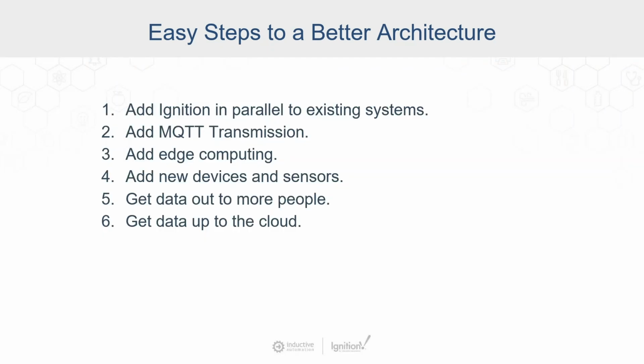We've broken it down into 6 easy steps that you can take. The first being, we can simply add a new system, like adding Ignition in parallel to your existing system. Once we get value from that, we can give that data to an MQTT server using MQTT transmission. We can also add edge computing to push polling out to the edge of the network. We can add new devices and sensors to solve challenges where we need to get access to data that we don't currently have. We also need to get data out to more people. And then lastly, getting data up to the cloud and leveraging the cloud.